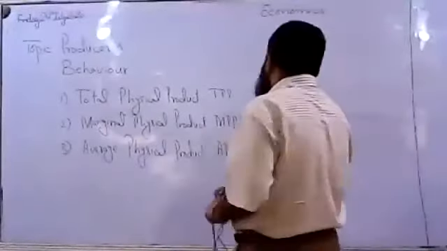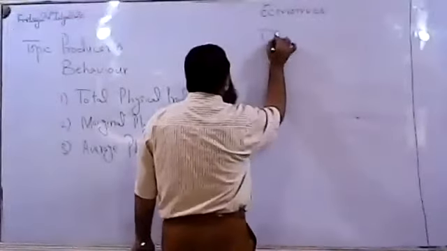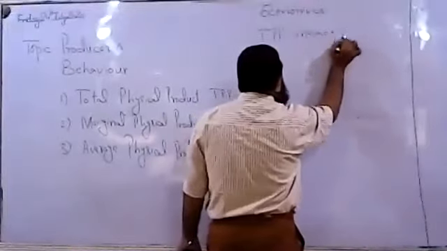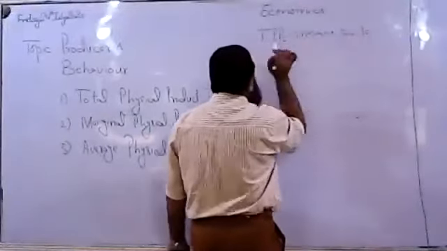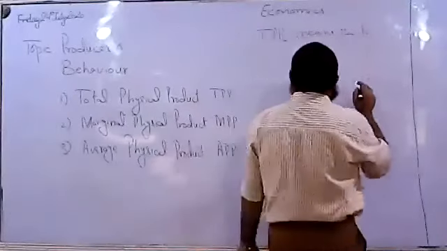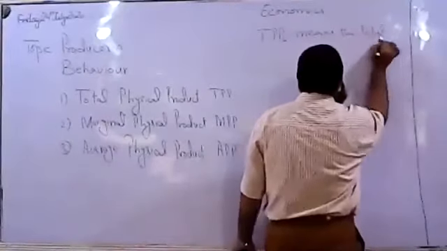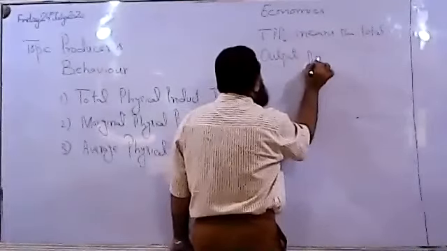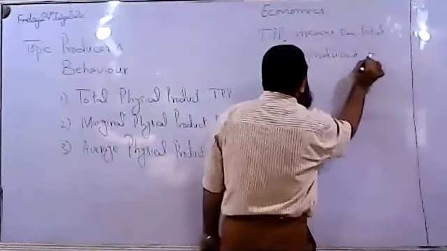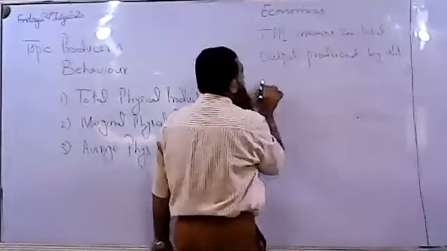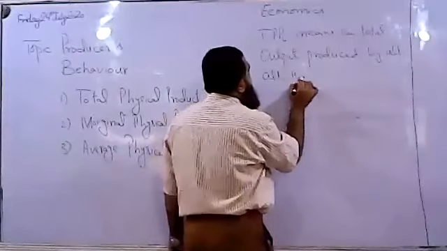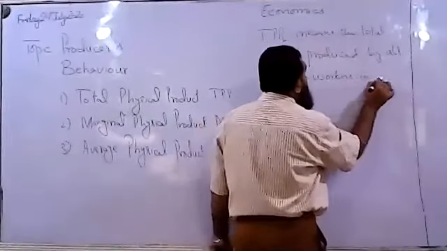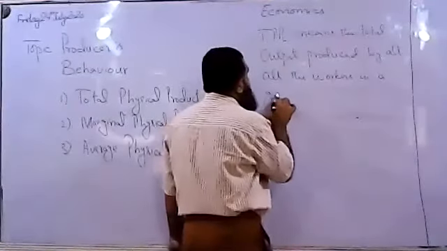So what does total physical product mean? I say this is the total physical product of labor. Total means the total output produced by all the workers in a given time period.